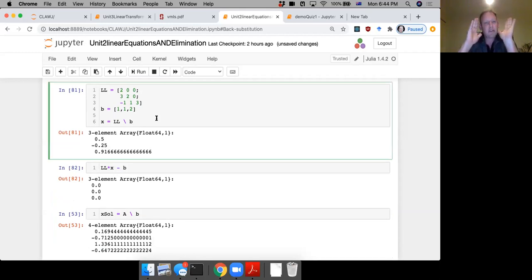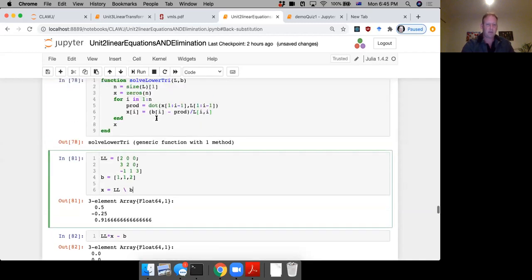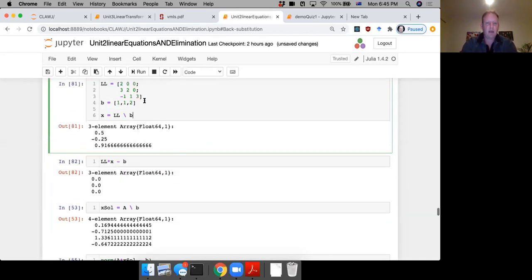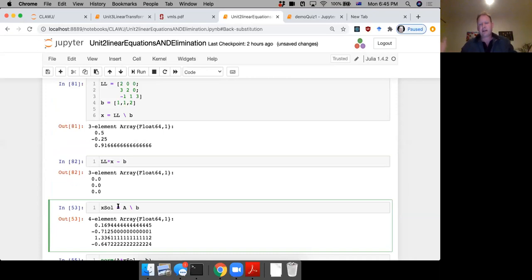By the way, in Julia, if your matrix is tagged as lower triangular, Julia knows it's lower triangular, and then the backslash will use this much more efficient algorithm. Which algorithm? The one we just implemented, as opposed to doing LU factorization or Gaussian elimination or something like that.